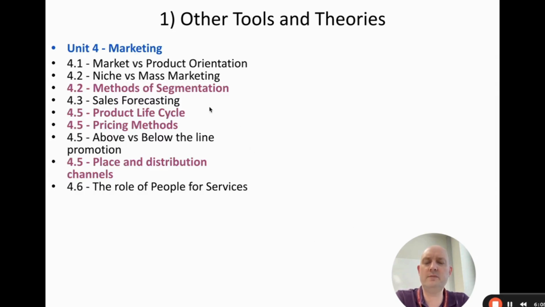On to marketing. In marketing, pretty much any of the 7Ps are good for using. I think things like the product life cycle, pricing methods, and distribution channels in the place are excellent. And like I said earlier, methods of segmentation are relevant.